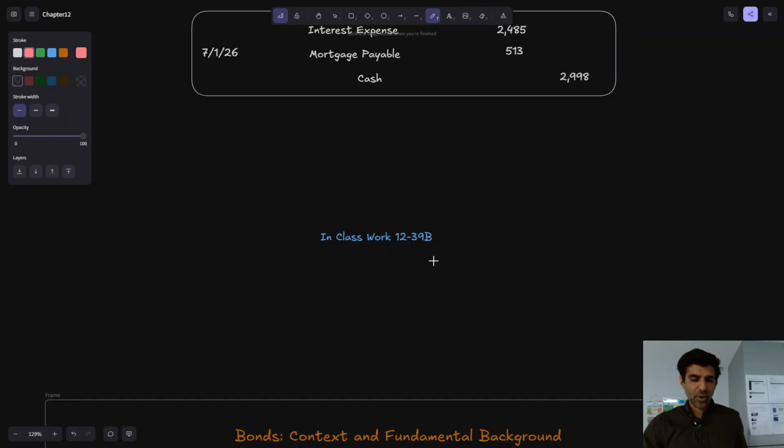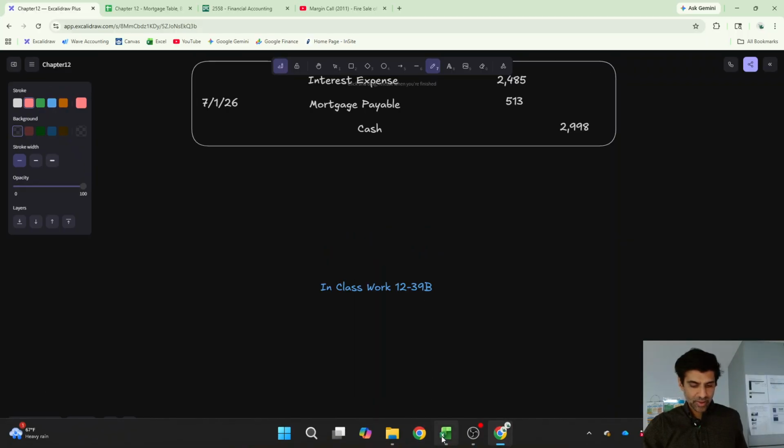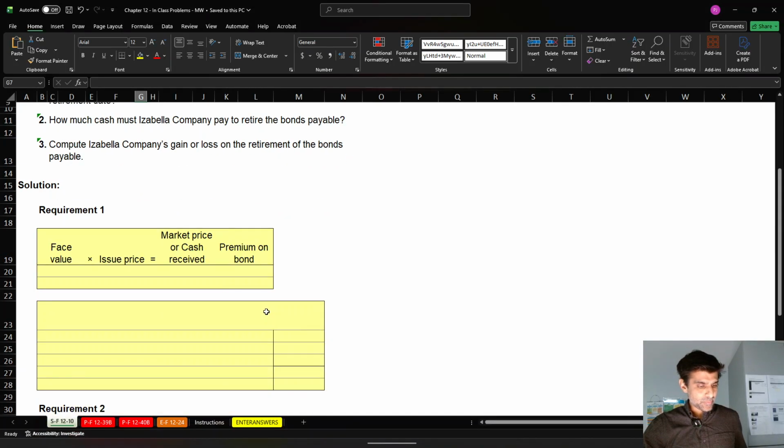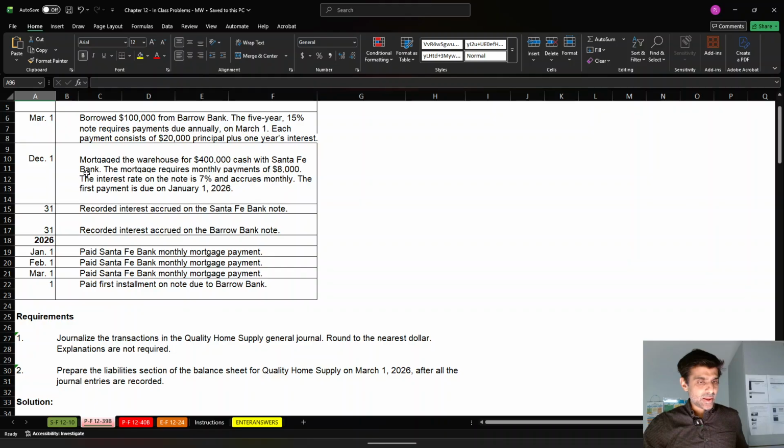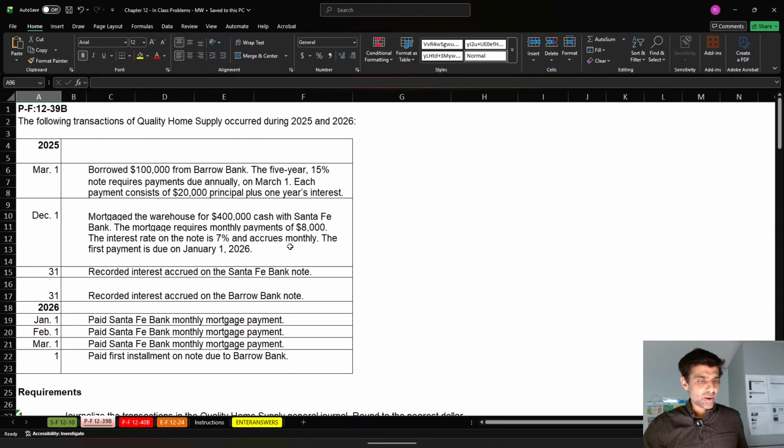So let's do this practice problem 12-39B. It's in the in-class Excel sheet, on the second tab, and it's giving you some information on just a regular note, and there's also a mortgage. So you'll get practice with doing the schedule for both of these types. The mortgage is the one that you'll have to figure out how to do the schedule for.